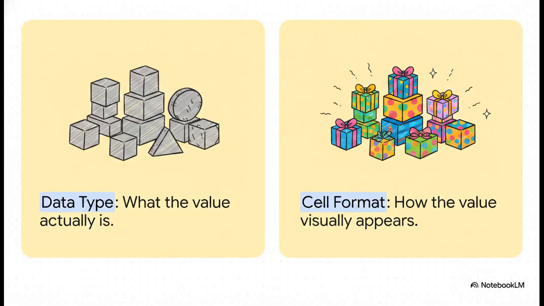Now there is a really crucial but often missed distinction here between a data type and a cell format. The data type is what the value actually is at its core. You've got text, which Excel won't calculate, numbers, which are just raw digits, and formulas, which always start with an equal sign. But cell format, that is purely how the value visually appears to us. Formatting just changes the visual layer, like tossing a dollar sign on there for currency, but it never ever changes the raw data type underneath.